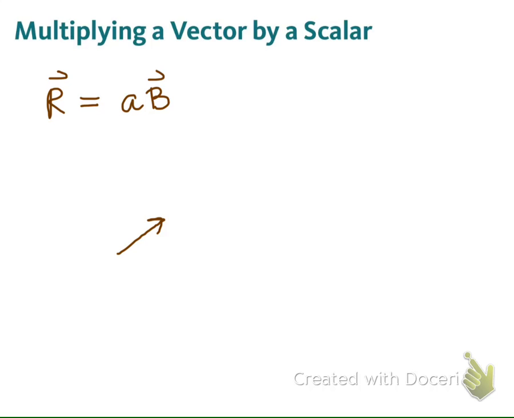If this is B, we will have that R is a vector where the length is equal to A times the length of B. So that is the definition of the multiplication of a vector and a scalar.